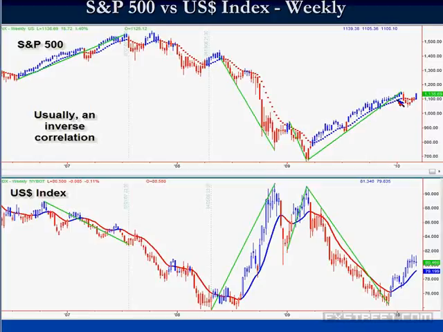Now, that's an interesting question there, Roger. Is it the interest rate that drives the dollar, or does the exchange rate actually drive the interest rate?